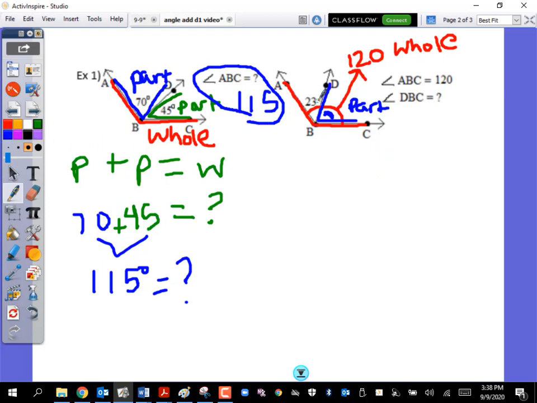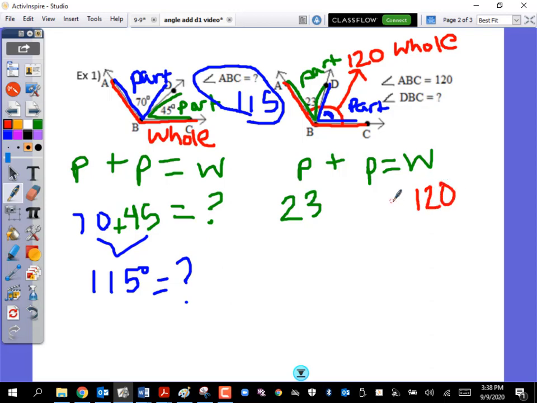I also, in this picture, have that 23 degrees hanging out over there in that smaller angle, so I know that's also a part. So if I set up part plus part equals whole, let's fill in what I know. I know one of my parts is 23, so I'm going to put that underneath a part. I know my whole is 120, so I'm going to put that underneath the W. The thing I don't know is this other part. So what am I going to put for that? Well, if it's something I don't know in an equation, I'm going to put X. Usually that's what we use to represent something we don't know. And there's no other X's in the picture.